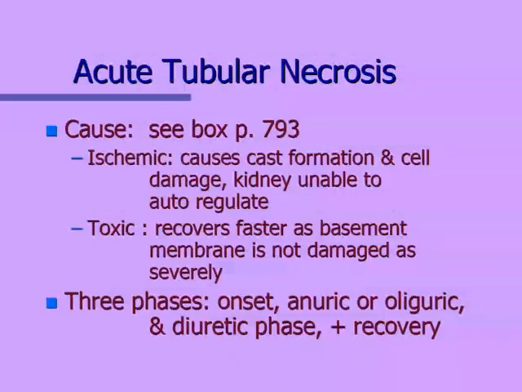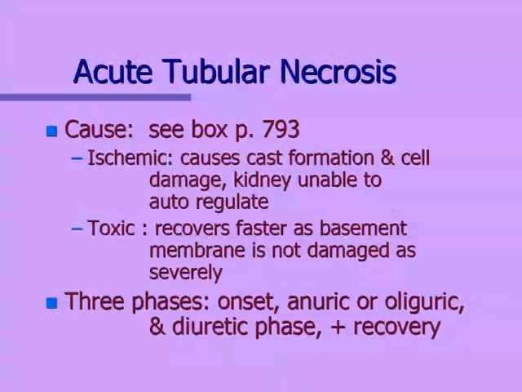The anuric phase is also called the oliguric phase. Anuric means no urine. Oliguric means less than 400 milliliters a day. And this lasts for 5 to 8 days if it's non-oliguric, 10 to 16 days if it is oliguric. It can also be called the maintenance phase, depending on which textbooks you're reading.